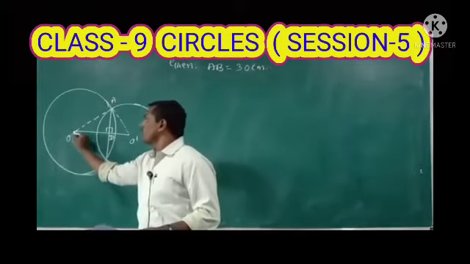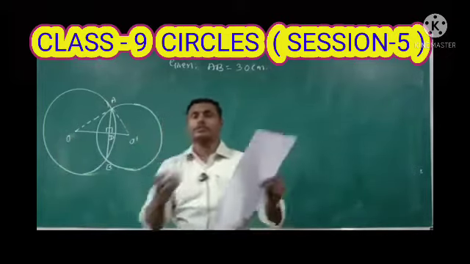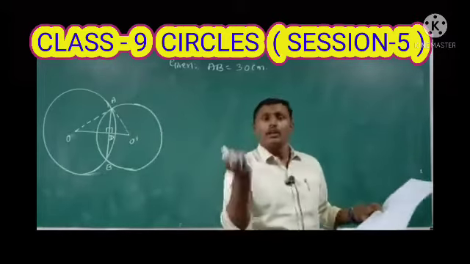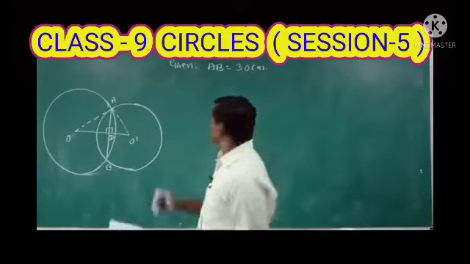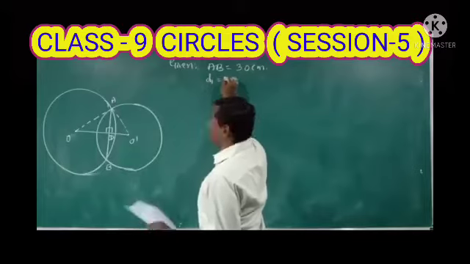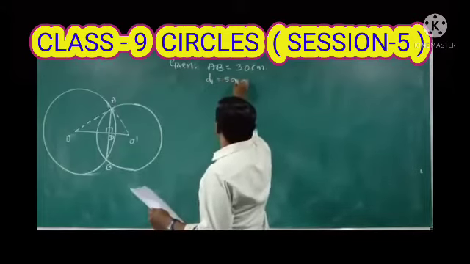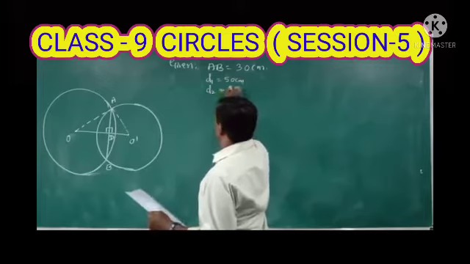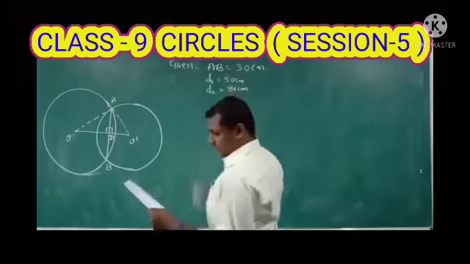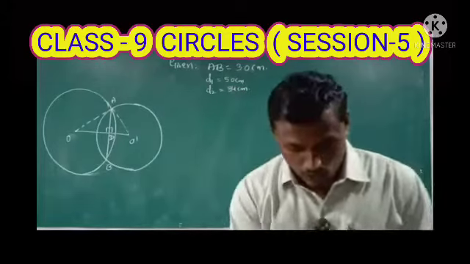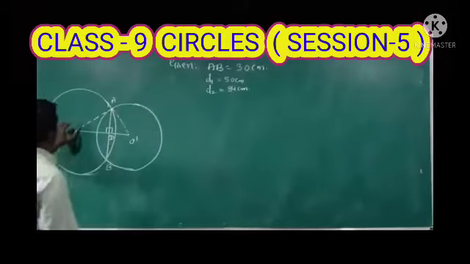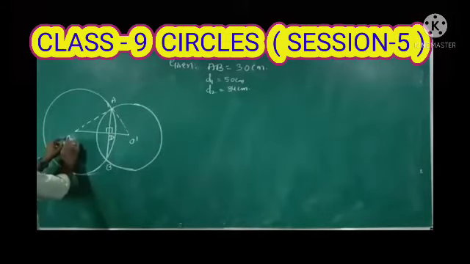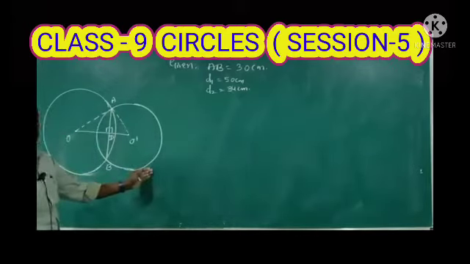the diameters are given, which means by extending these lines we will get the diameters. A diameter is twice the radius, which means the radius is half of the diameter. So the diameter of the first circle is 50 centimeter, and the diameter of the second circle is 34 centimeter.